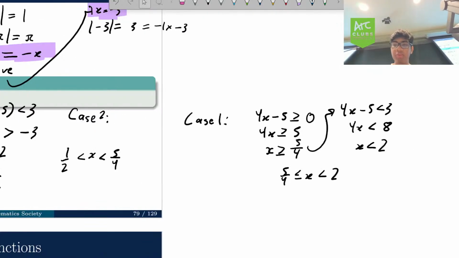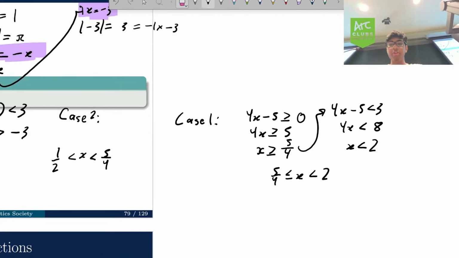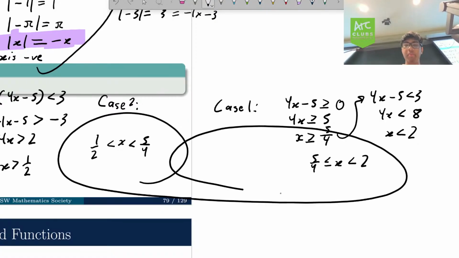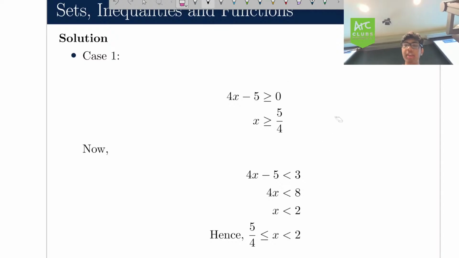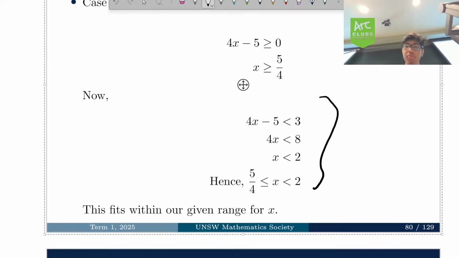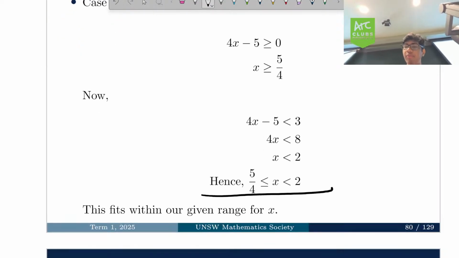And I had my case 1 from earlier. So let's see how I can use these both to get my final answer. So let's look at what they've done. Again, case 1, they're considering this inside bit to be greater than or equal to 0. This is when I can ignore my absolute value signs. And by solving this inequality really easily, I get 5/4 less than or equal to x less than 2.